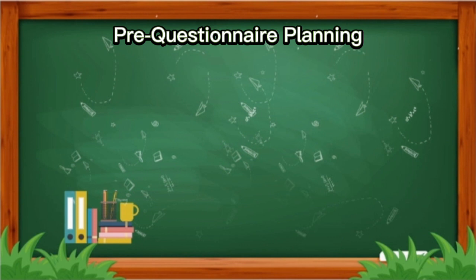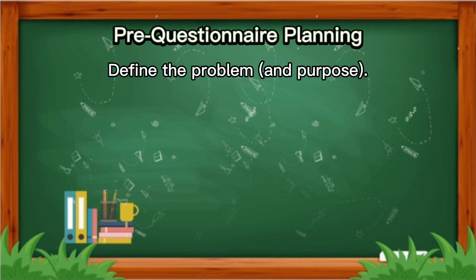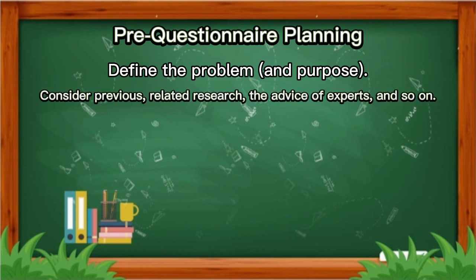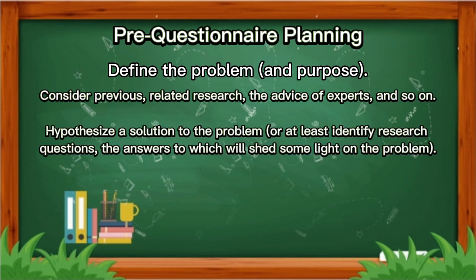Pre-questionnaire planning. A process will be given here in brief outline form as a way of reviewing the major steps and of emphasizing decisions that should be made before the data collection instrument is selected or designed. First, define the problem and purpose. Consider previous, related research, the advice of experts, and hypothesize a solution to the problem or at least identify research questions, the answers to which will shed some light on the problem.